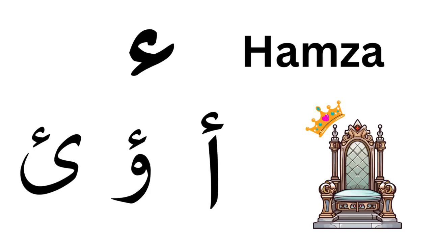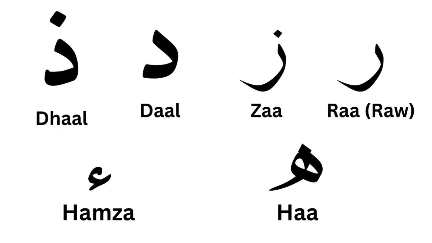So what are the letters we've learned today? Ra, Za, Dal, Dhal, Ha, and Hamza.